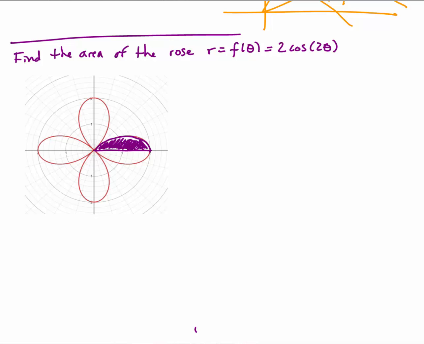So let's go ahead and set up our integral. There's going to be an 8 out front, and the reason is I have 1, 2, 3, 4, 5, 6, 7, 8 of these similar regions. And this is going to go, we're not sure where from yet, we'll figure that out in a minute. But I know I have a half here, and the function is 2 cosine of 2 theta. I don't have two curves, I just have the one, quantity squared, d theta.